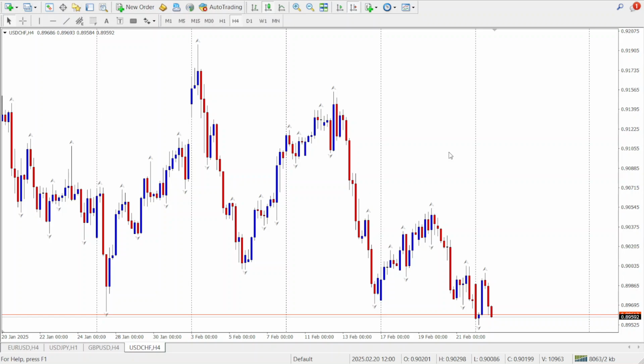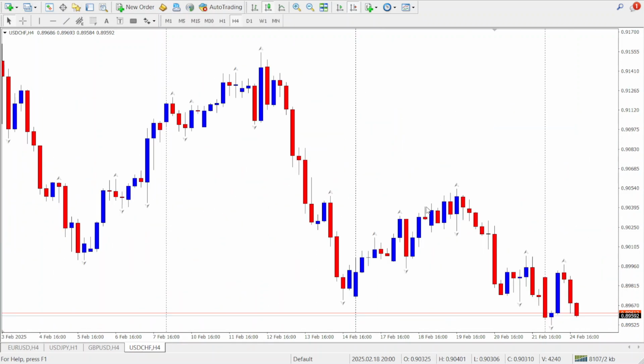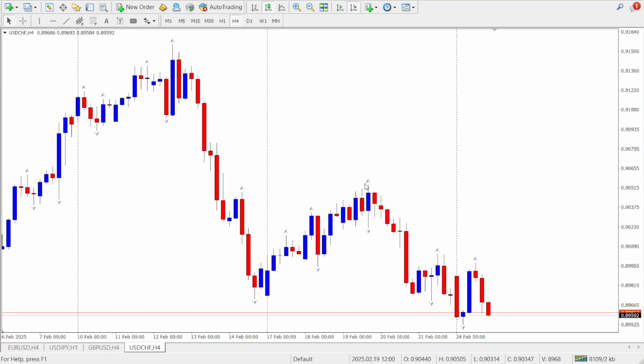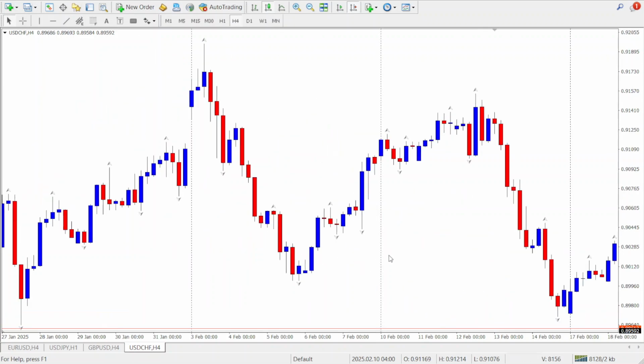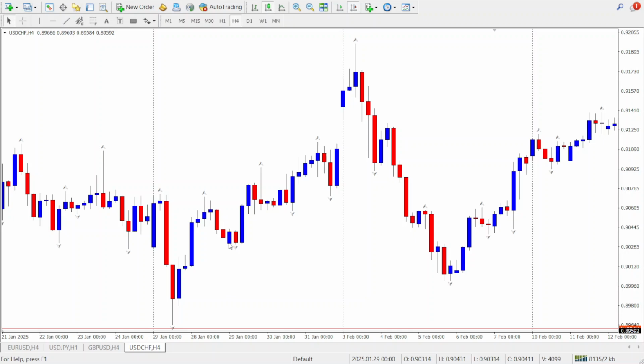All right, so the fractals pattern actually helps you to identify support and resistance zones with more precision, and here's how it works. A bullish fractal forms when the middle candle has the highest high in a 5-candle sequence. Let us see if we can find a good example, manually, apart from what the indicator gives us.